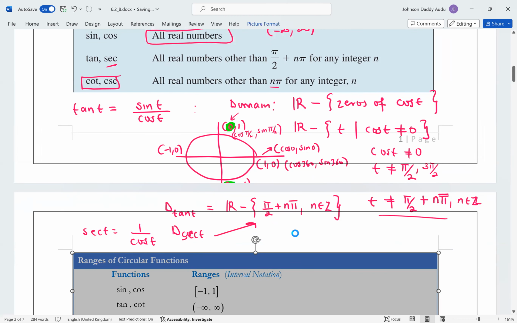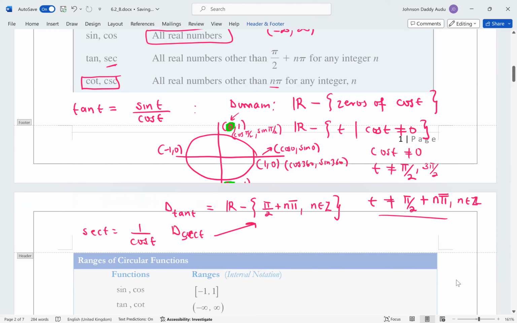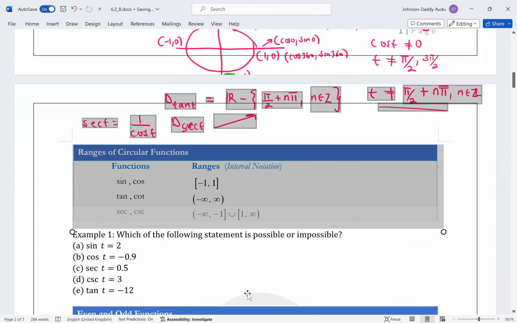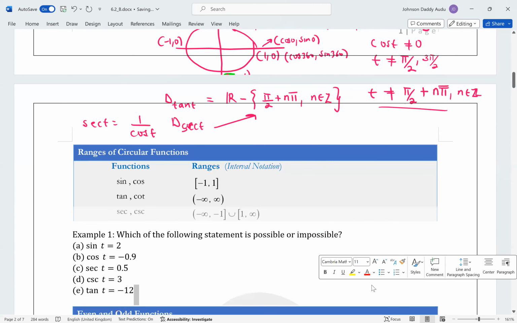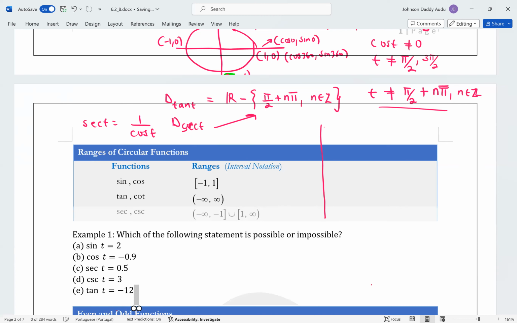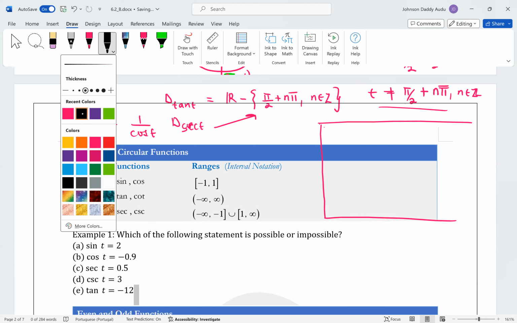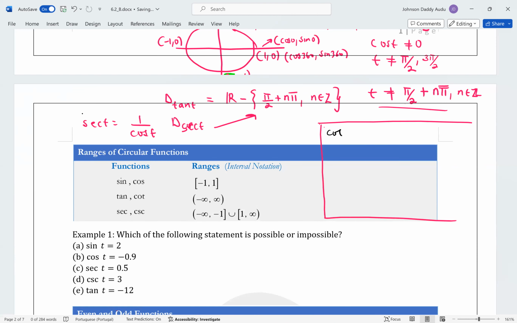And why is it so? It's simply because of what? Because the denominator is going to be sine, right? Let me explain that briefly here. You see, I'm talking about what now? We're talking about cotan. Because we have cotan, remember cotan t is going to be what? It's going to be cosine t over what?